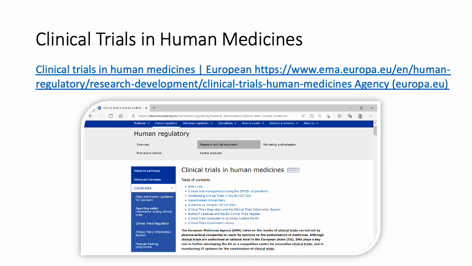So the clinical trials in human medicines, this is the homepage where all of the guidance can be found about all aspects of study design and also about how to register studies under the Clinical Trials Information System.